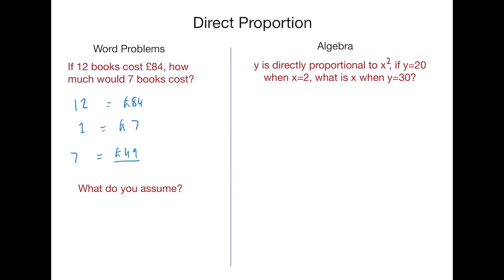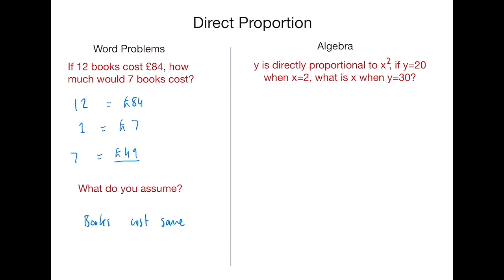What do you assume? This is a very common follow-up question for a lot of these proportion questions. We always assume that the books would cost the same. Because some of those books could cost £10, some of those books could cost £5. But we don't know that information, so we're going to have to assume they're all the same.